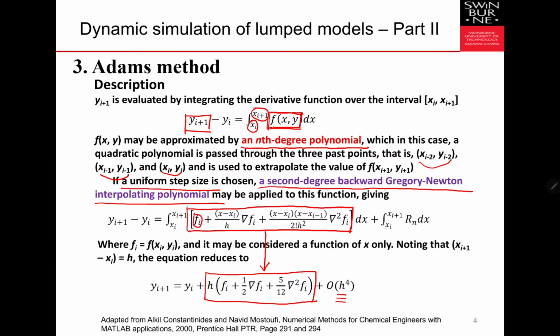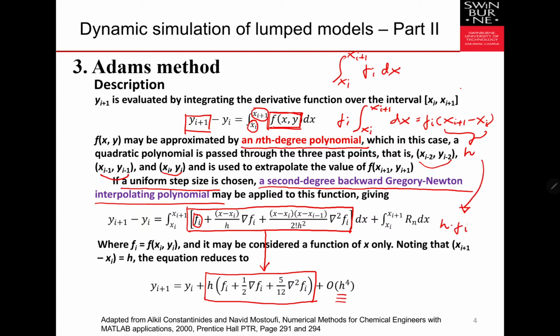For the first term in here, the integral of the x i to x i plus 1 of f i dx will be equal to f i times the integral from x i to x i plus 1 of dx. So this will be equal to f i times x i plus 1 minus x i. And in here, this will be the step size. So that's one, if we continue this one, that will be equal to h multiplied by f i.